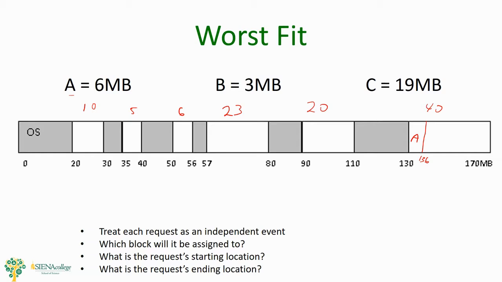B will also fit here. It will go from 136, and the new opening will be 139. 139 to 170 is 41. I'm sorry, 31. That's still bigger than any of the other partitions. So C will go here. And 19 more is going to be 158. So from 158 through 170 is still available.